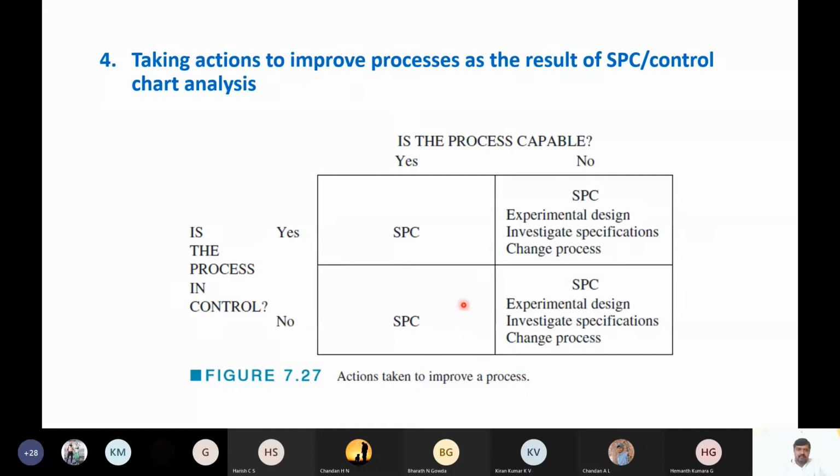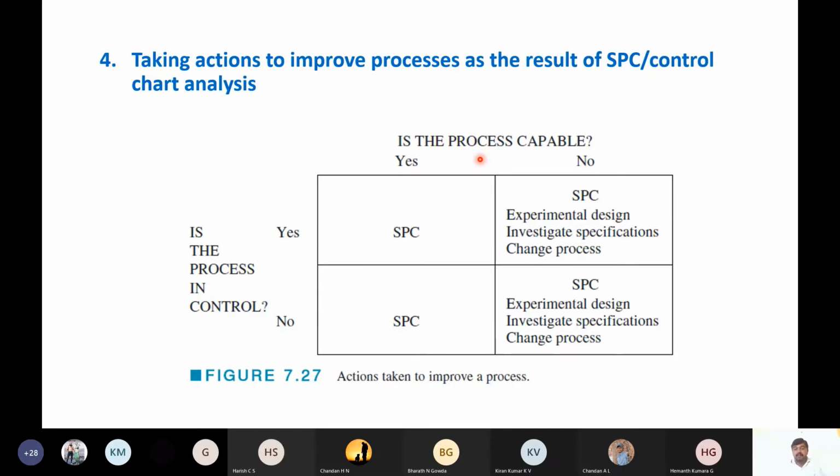So you have to ask two questions. Is the process in control? Again, it depends on how points are located on the control chart, whether they are out of the control limits or you can find any type of run, like 8 consecutive points above or below. There are many considerations. Based on that you can say whether the process is in control or out of control. If the process is in control, you should ask one more question: is the process capable?